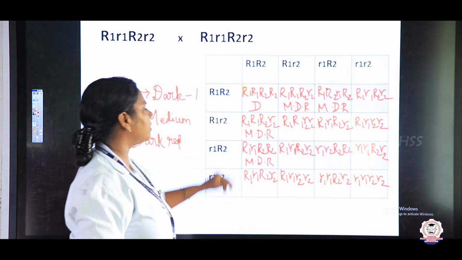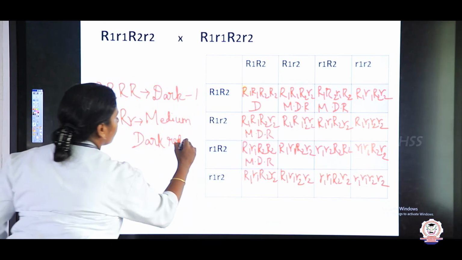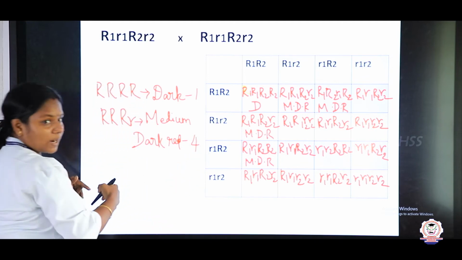So how many medium dark red? 1, 2, 3, 4. So four. And now another one, the ones with two capital R.